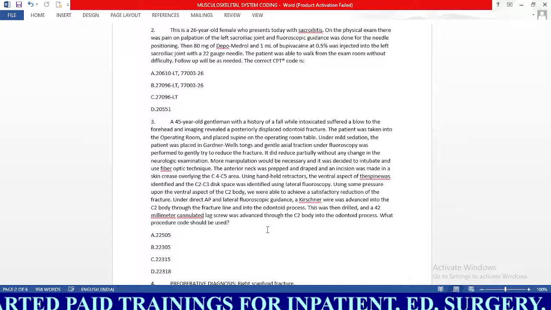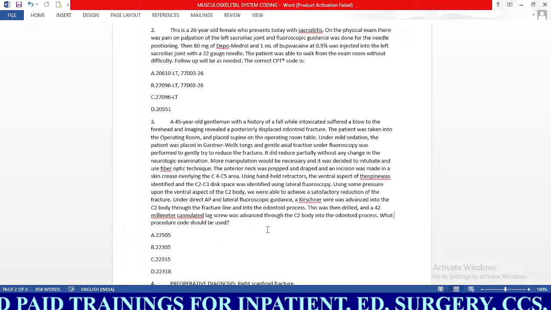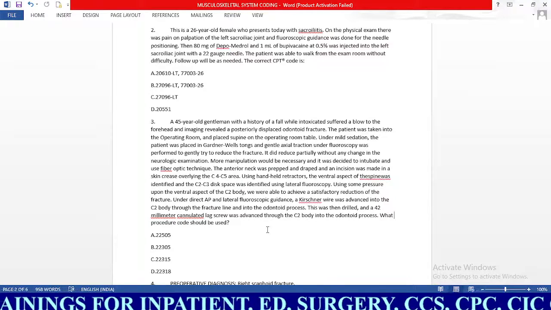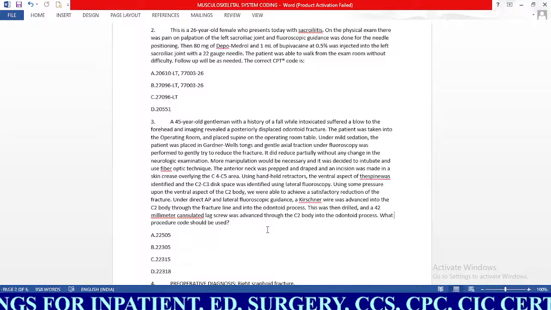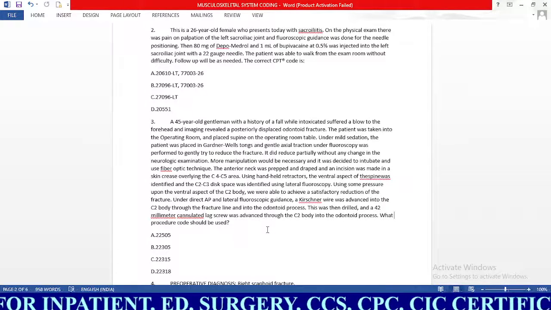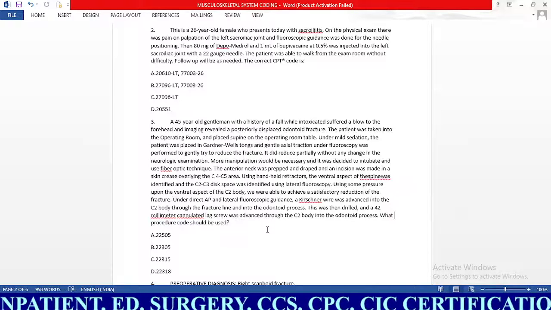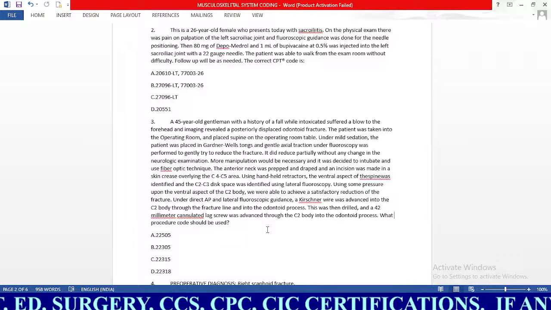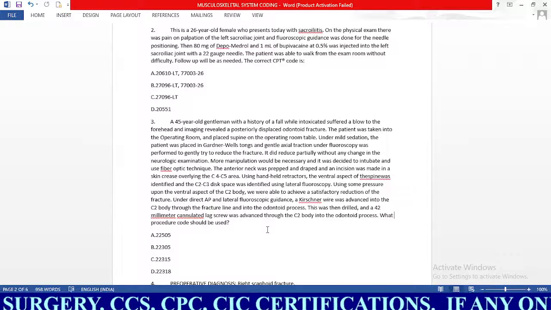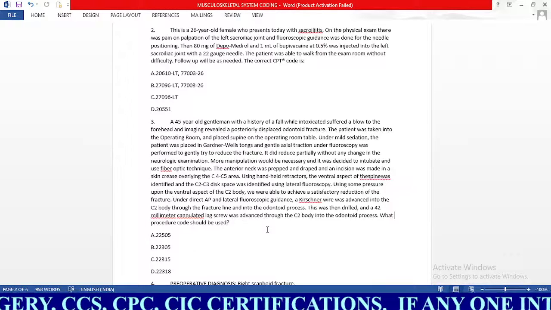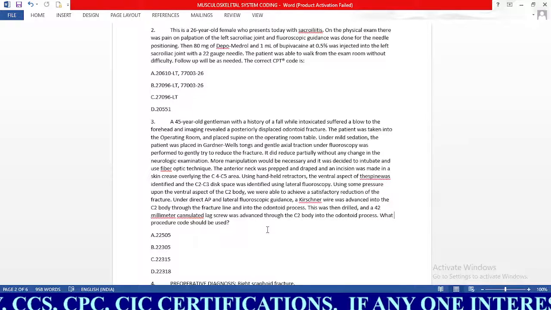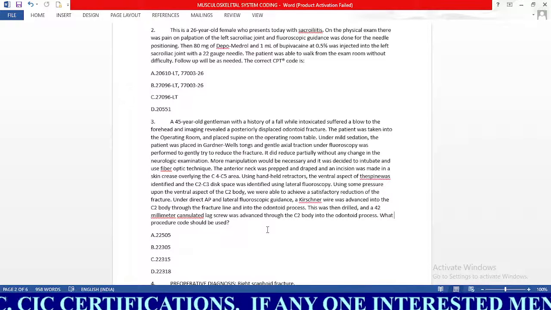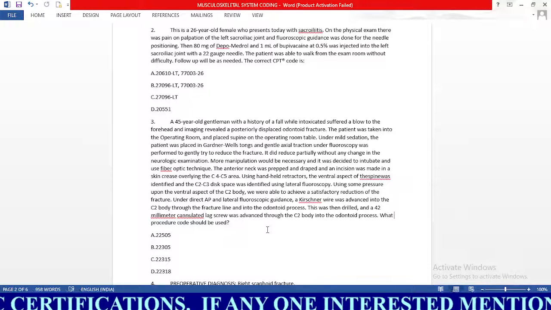22315. Sorry, 22505 is manipulation of spine requiring anesthesia, any region, but our region is cervical area. So 22505 is the wrong answer. So that means the option is wrong. We will check 22305. I can't find 22305 in the book. So we will check 22315 now.